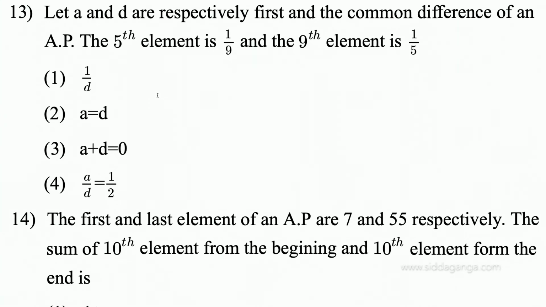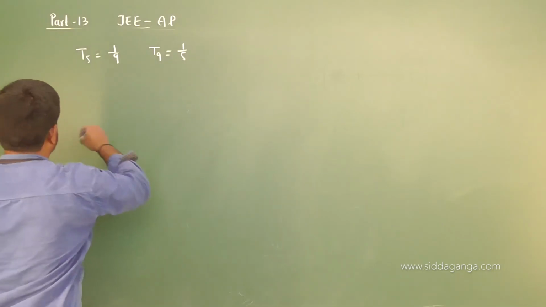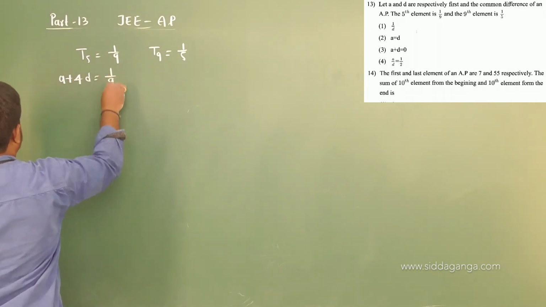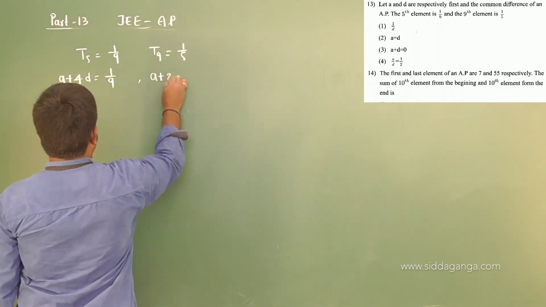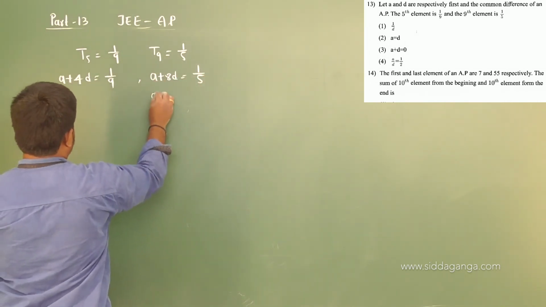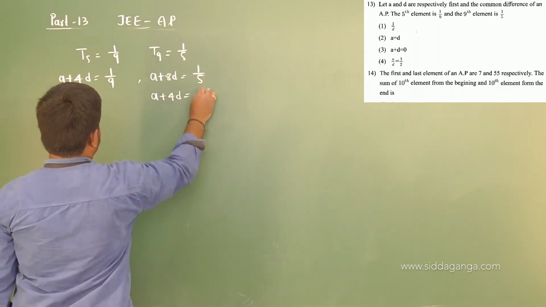Okay, let me check. What happens when the fifth element is 1 by 9 and the ninth element is 1 by 5? That's the question. You mean A plus 4D is equal to 1 by 9, and A plus 8D is equal to 1 by 5. Let me subtract this from this. A plus 4D is equal to 1 by 9.